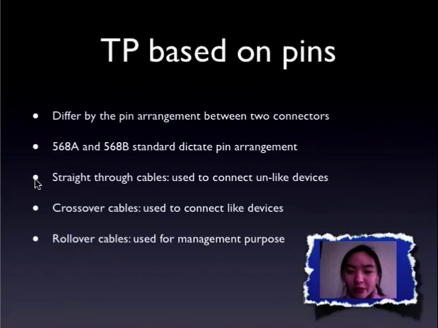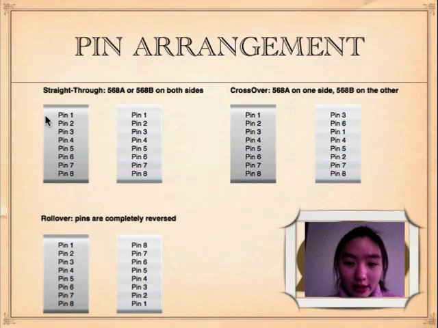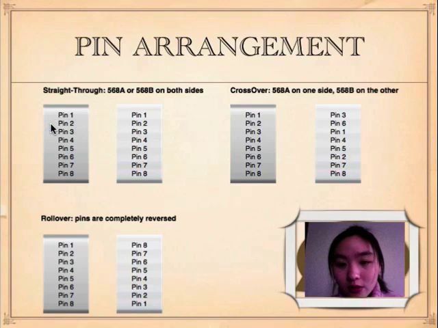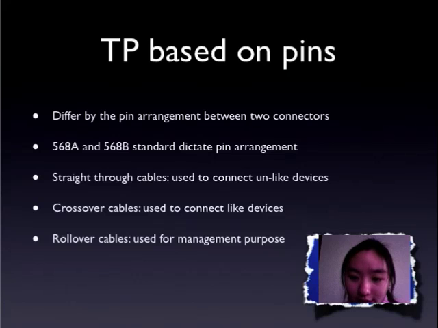A straight-through cable is used to connect unlike devices. Here's how their pins are arranged. Pin 1 must correspond to pin 1, pin 2 to pin 2, and so on until pin 8 corresponds to pin 8. This means both sides must have the same wiring standard. So both sides must have 568B or 568A.